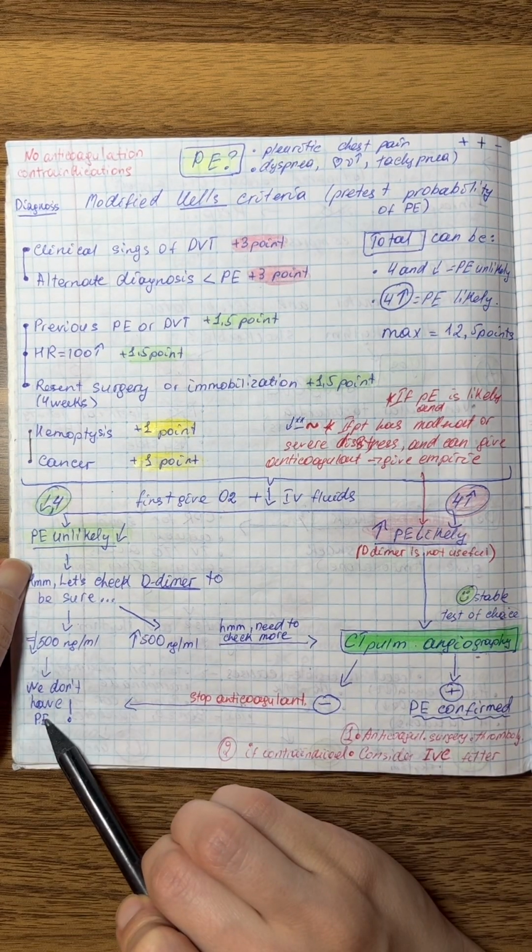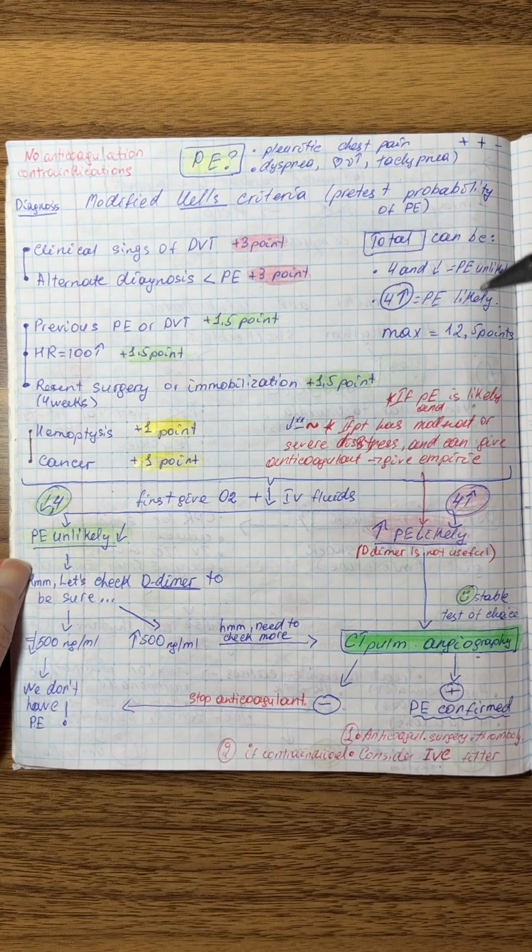One little thing that I want to add: when PE is likely and we give empiric anticoagulation, that can decrease the mortality.